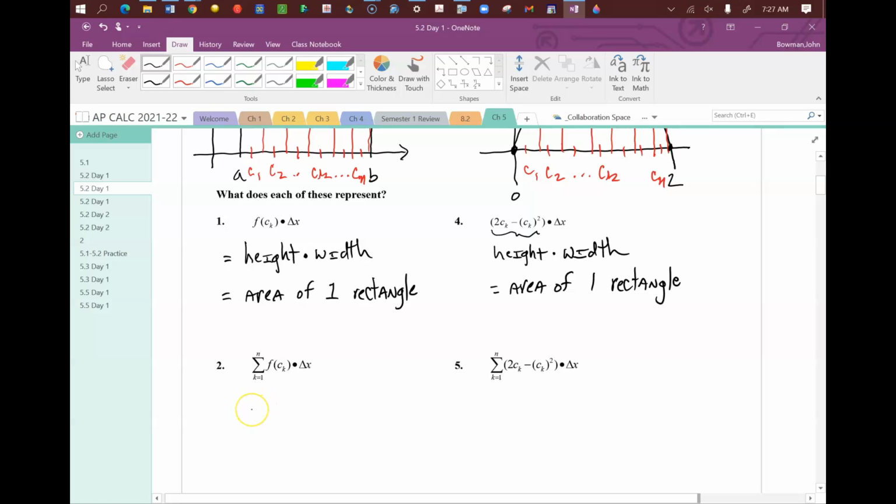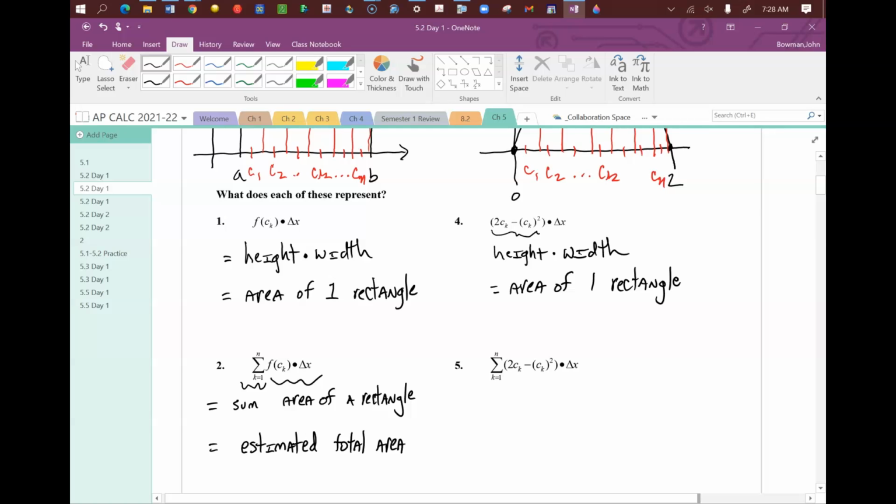So what do we have? The sigma notation represents the sum, and this part is the area of a rectangle, depending on which c value you put in. So this is equal to the estimated total area.